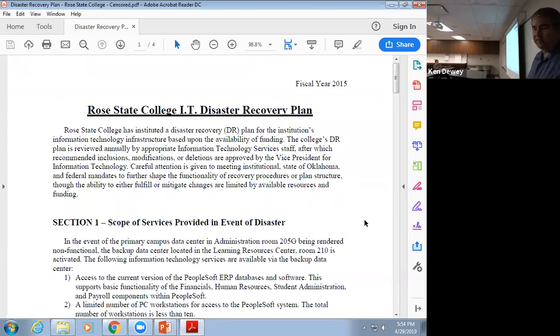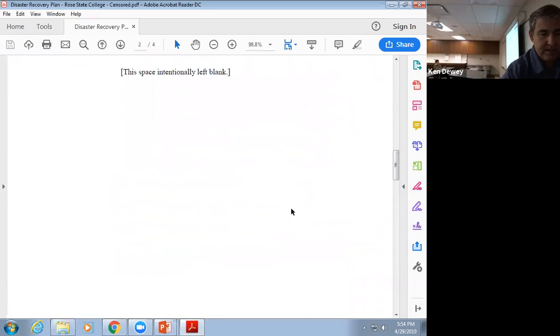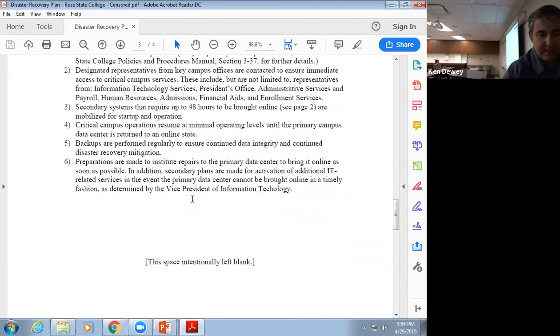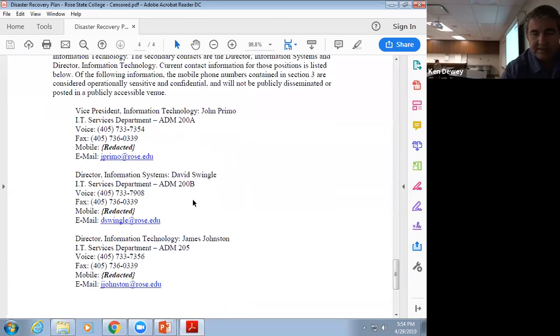So, if you think about the size of organization, we're not huge. But, so we start here, we have a scope. And then basically, we have the procedures to activate the backup data center. And then the context, that's it. It's missing a lot of information. I mean, this guy here doesn't even work here anymore. He left 2 or 3 years ago.